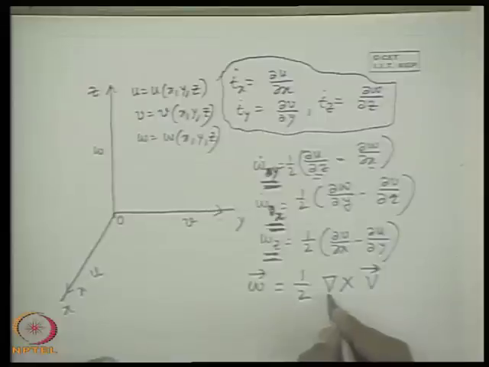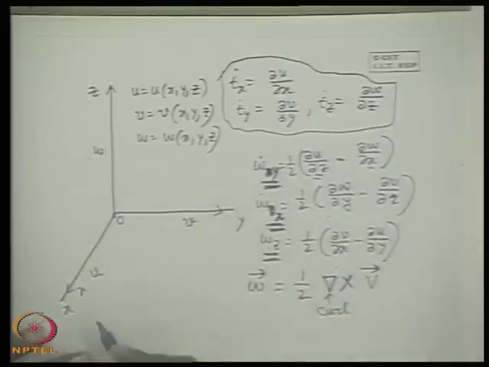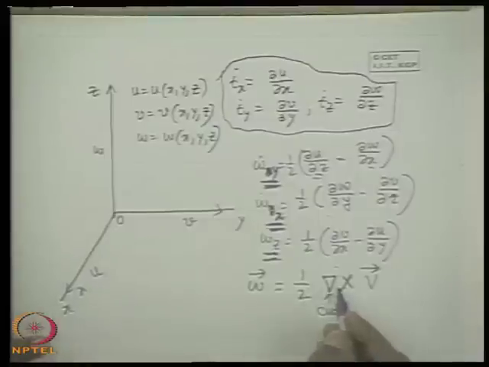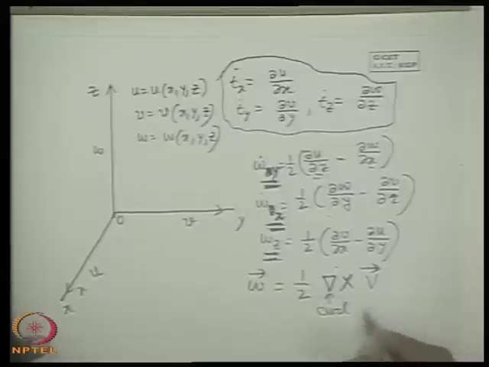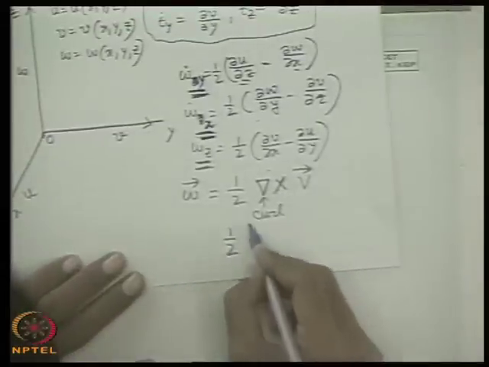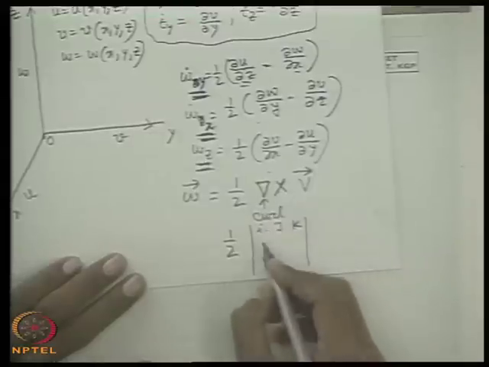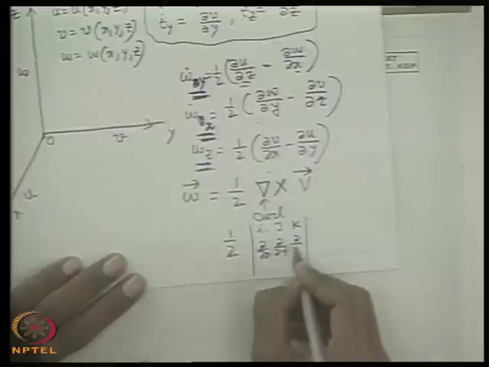You know this operator is known as curl. That means the del operator in this and vector v. So if we write this, you will get the different components like this. Next, you definitely know these things: if you write this, what will be the term? Half. The curl operator is like that: i j k, del del x, del del y, del del z.